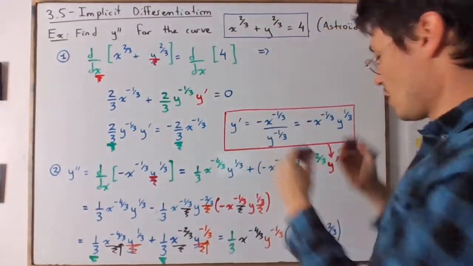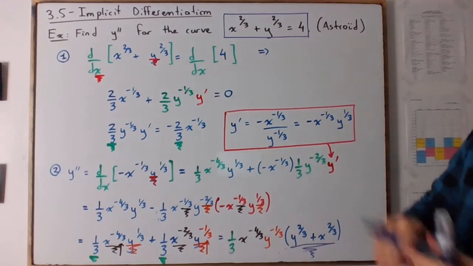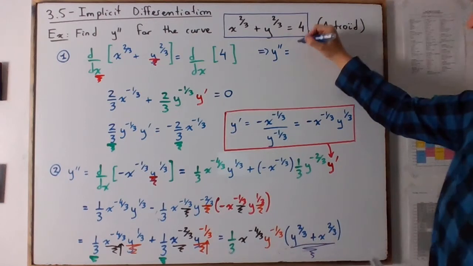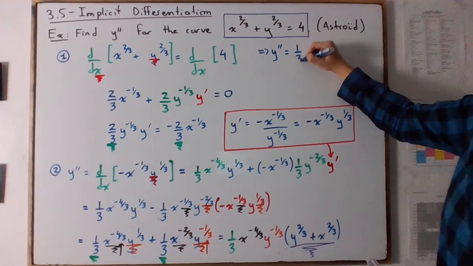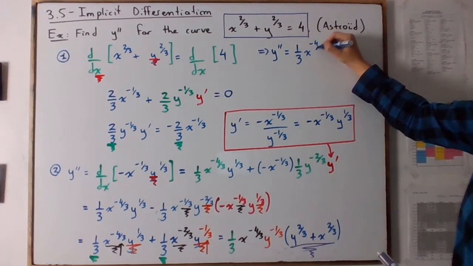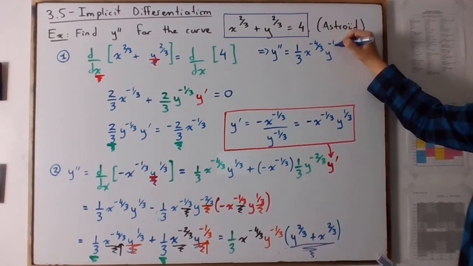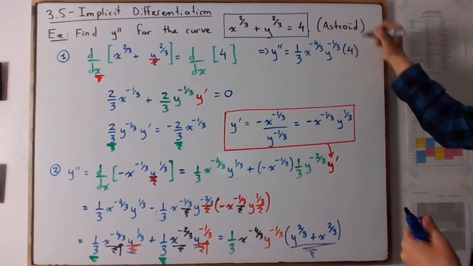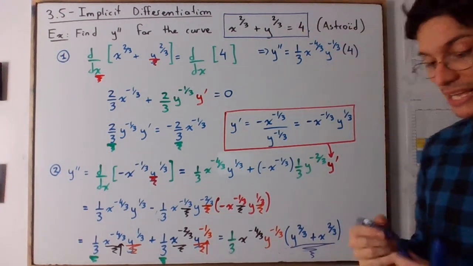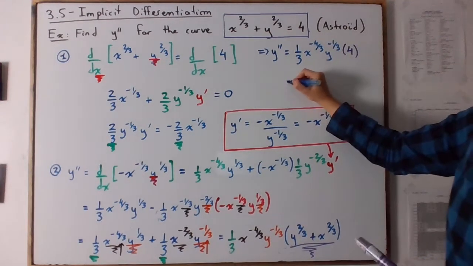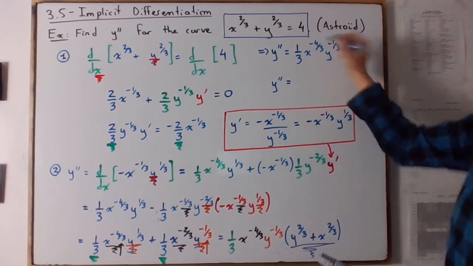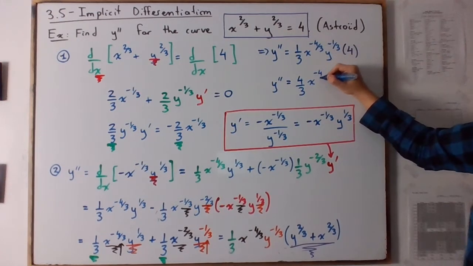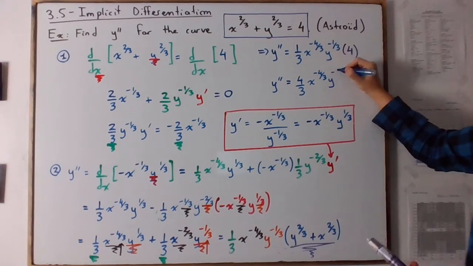Okay? So what does it mean? It means that our y prime prime is simply going to be this. Okay, so 1/3 x to the negative 4/3 y to the negative 1/3 multiplied by the 4. Okay, that we get from putting this equation in. So I think the last thing I would do is literally just to put the 4 with the 3. So 4 thirds. You could, if you wanted to, move the exponent at the bottom.